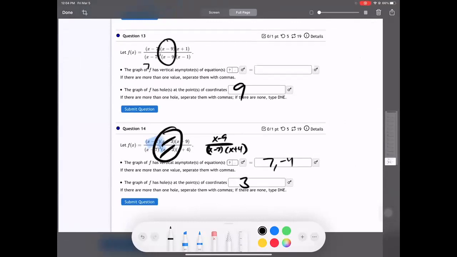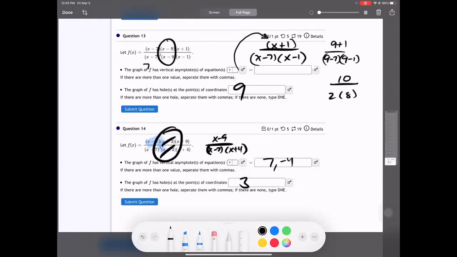And when they want a point, I need to talk about when they use the word point, that's an x and a y value. So when I rewrote the problem as x plus 1 over x minus 7, x minus 1, what is the y value at the hole? You plug the 9 into the problem. 9 plus 1 over 9 minus 7 over 9 minus 1. That's going to be 10 over 2 times 8. That's 10 over 16, or 5 over 8.